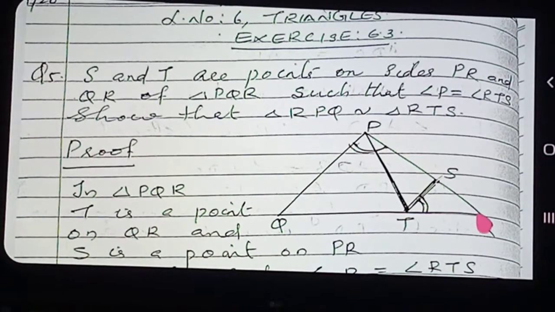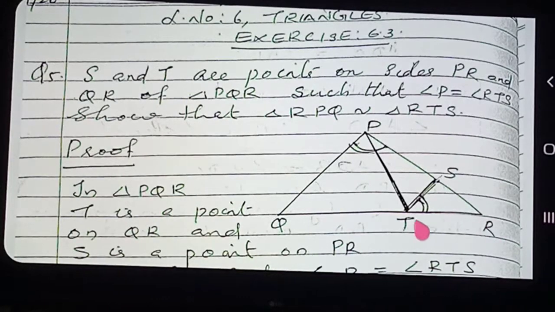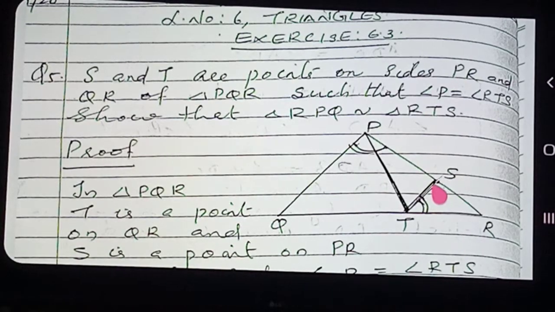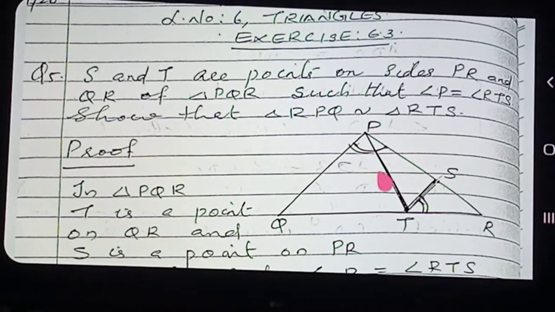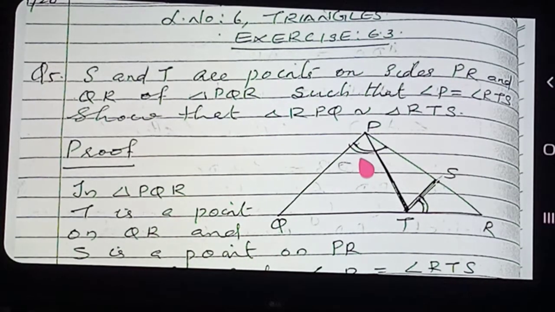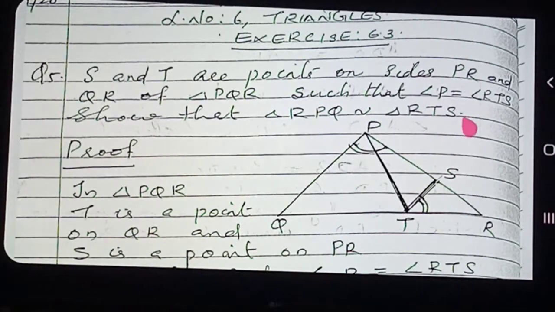RPQ. First you recognize the triangle RPQ, and next the triangle RTS. For proving two triangles to be similar, I already told you the very simple criterion is AA. That means you prove any two pairs of corresponding angles equal. Already from the name of the triangle itself, you know that angle R is common. One angle you got and one angle is given here. So you got no direct answer yet. Okay.